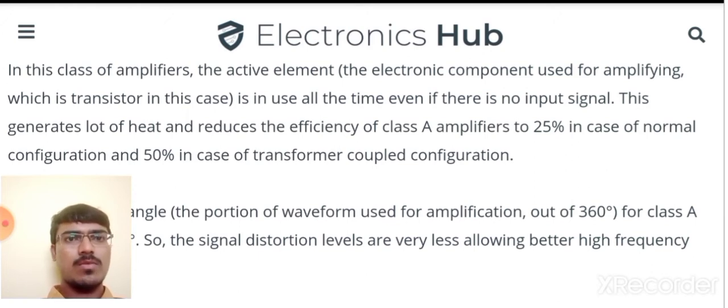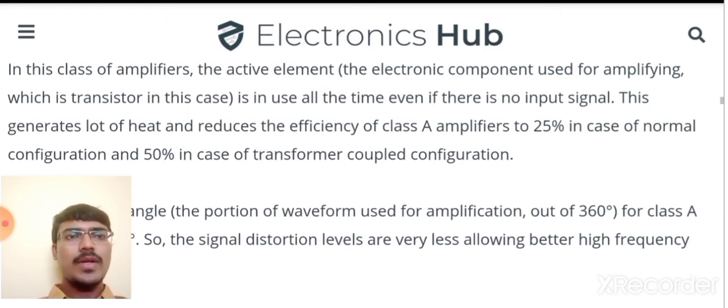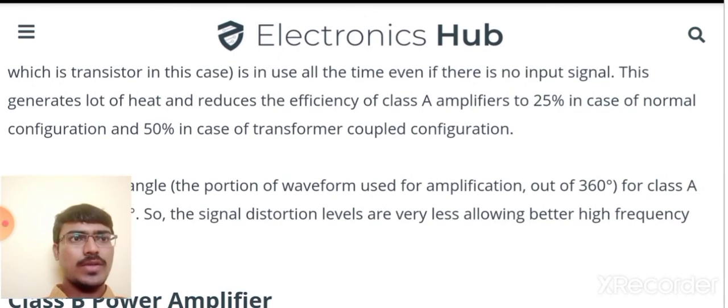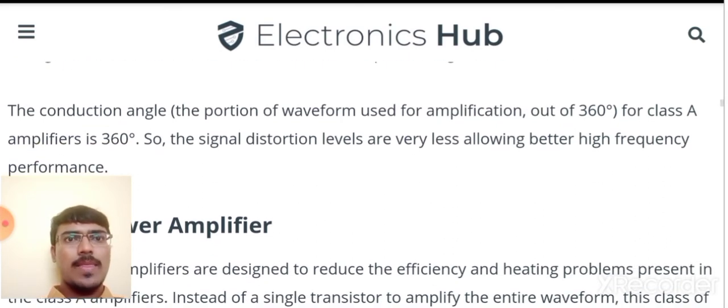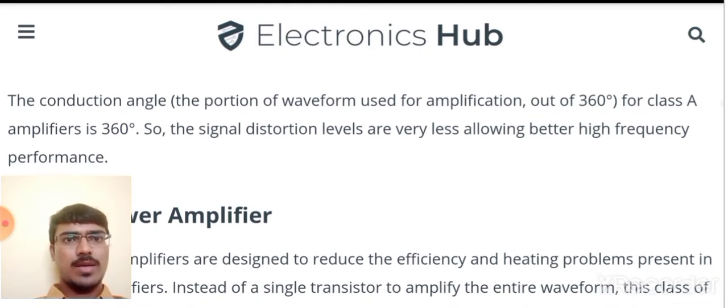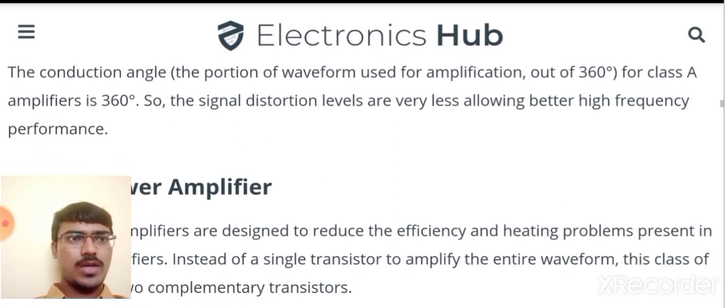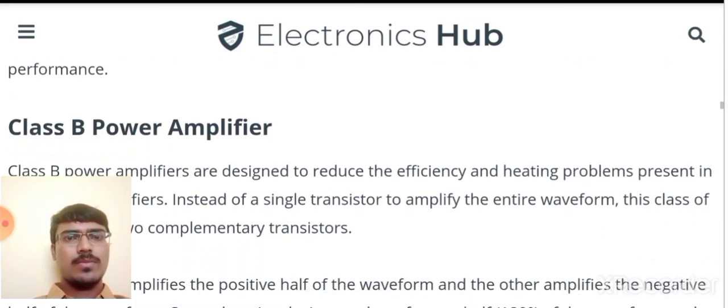This generates a lot of heat and reduces the efficiency of class A amplifiers to 25% in the normal configuration and 50% in the transformer coupled configuration. The conduction angle, the portion of the waveform used for amplification out of 360 degrees, for class A amplifiers is 360 degrees. So the signal distortion levels are very low, allowing better high frequency performance.